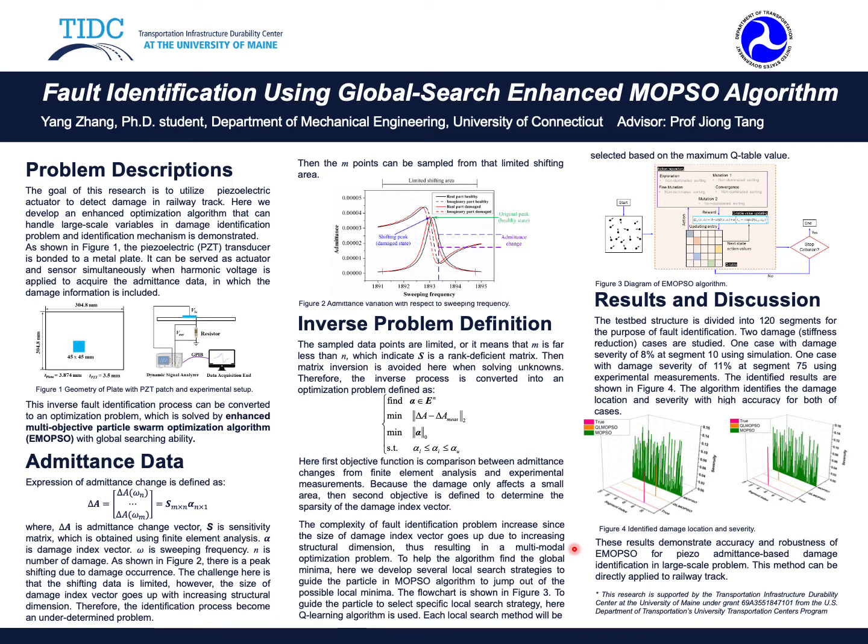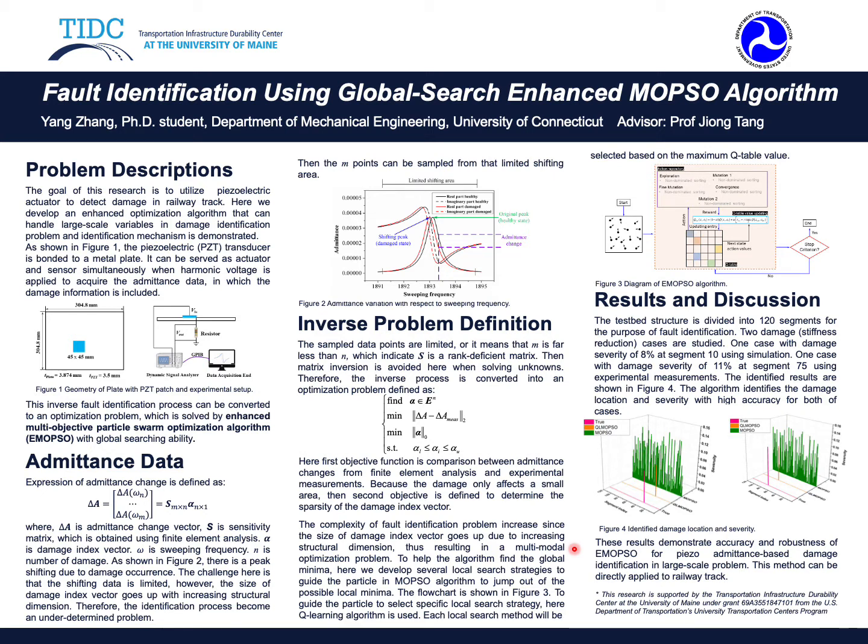The flowchart for the proposed algorithm is shown in figure 3. To guide the particle to select a specific local search strategy, the Q-learning algorithm is used. Each local search method will be selected based on the maximum Q-table value. The last part is the results and the discussion.